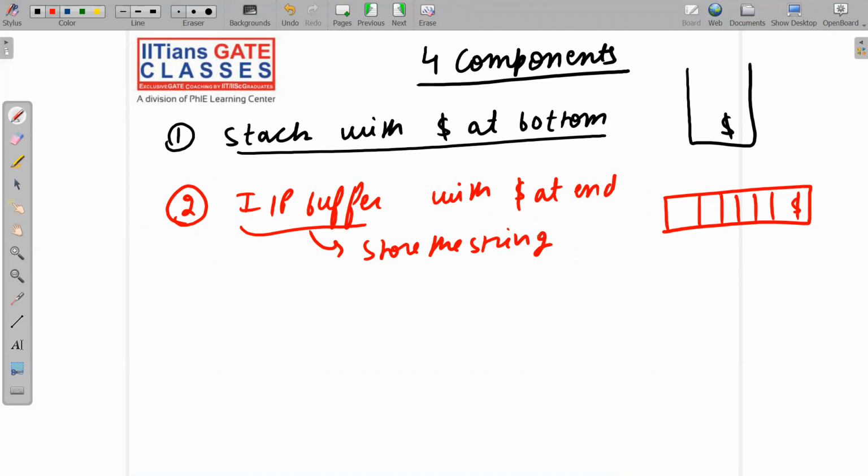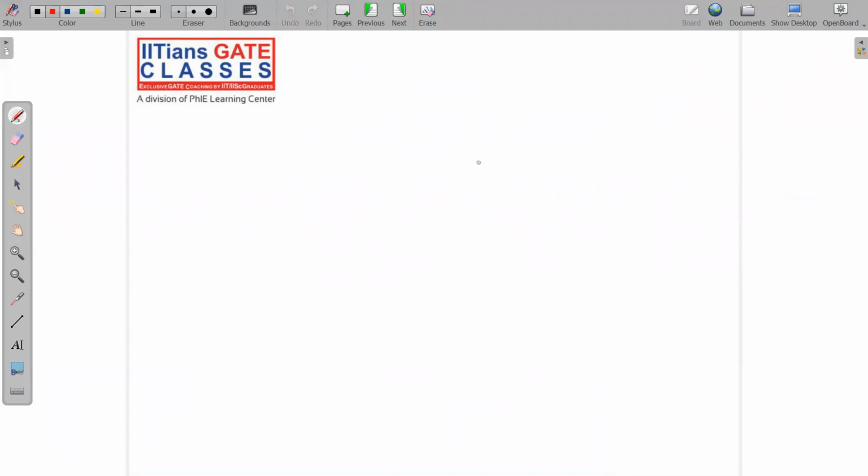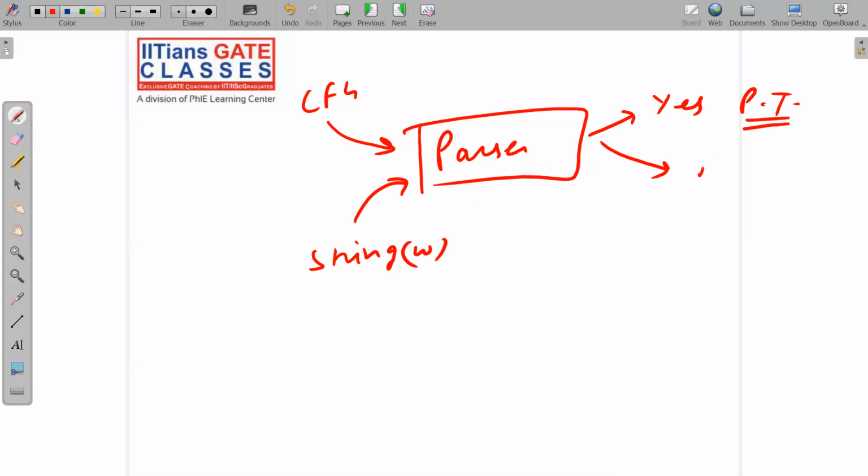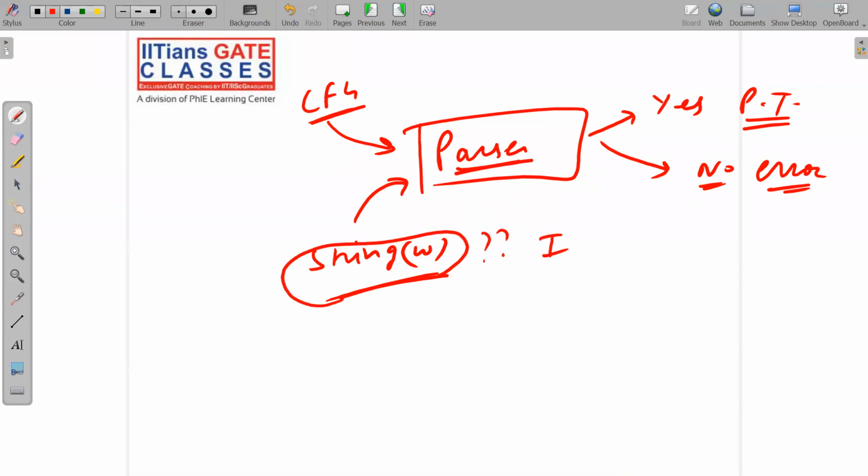See, what is the basic use of a parser? Let me show you on a different slide. The parser will need 2 things: first is a context-free grammar, and second is a string W. It will say whether this string belongs to the context-free grammar or not. If yes is the answer, we will get a parse tree. If no is the answer, then we will get an error. That is the basic scenario. So we have to input the context-free grammar and the string. Where will the string be stored? The string will be stored in the input buffer.